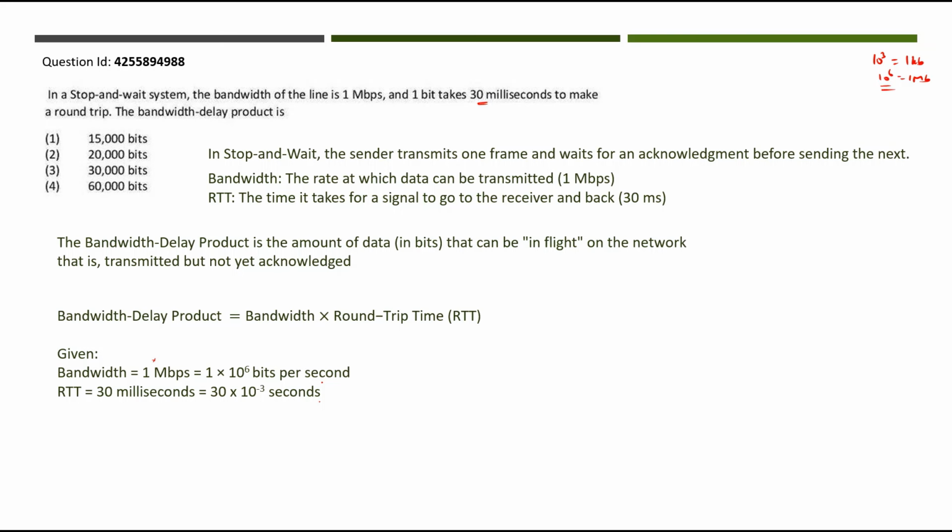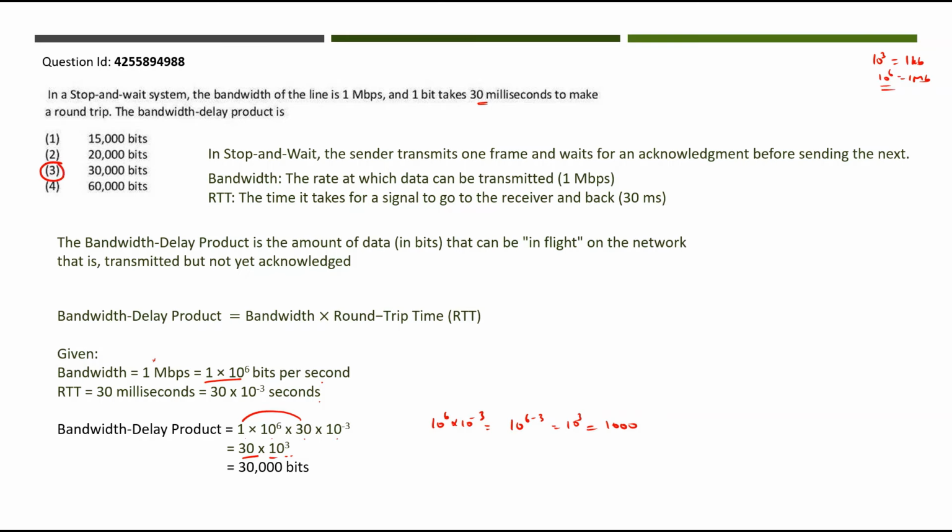Now we have to find the bandwidth delay product. What is 10 to the power 6 into 10 to the power minus 3? This will be 10 to the power 6 minus 3, which is equal to 10 to the power 3. So 1 into 30 will be multiplied and 30 will be retained here. So what is 30 into 10 to the power 3? 10 to the power 3 is nothing but 1000. So 30 into 1000 will give you 30,000 bits. So overall 30,000 bits will be the amount of data that can be in flight on the network. Option number 3, 30,000 bits, will be the right answer.